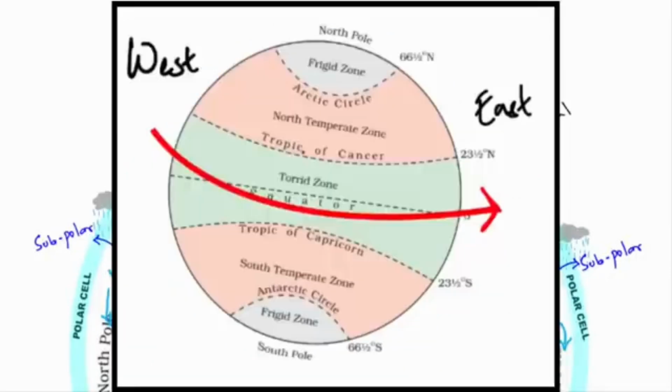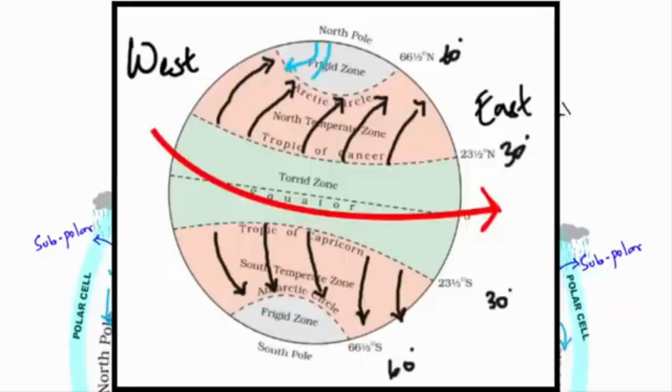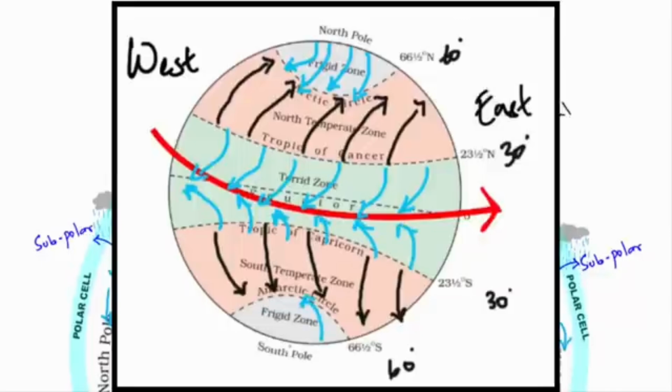Now coming to westerlies. If a moving object is going towards north or south from the equator, it will deflect towards east due to Coriolis force. So westerlies are prevailing winds that blow from west to east in between 30 to 60 degrees north and south. Similarly, if a moving object is going from north or south towards the equator, it will deflect towards west, again due to Coriolis force. So easterlies are prevailing winds that blow from east to west in polar and tropical region.